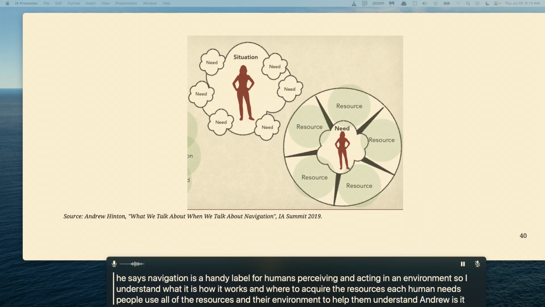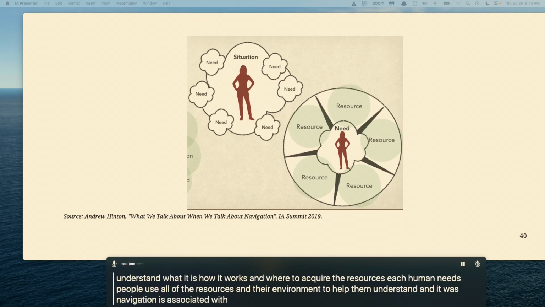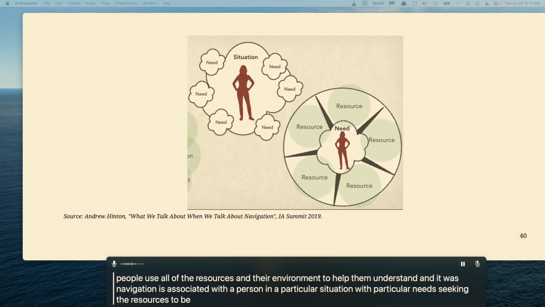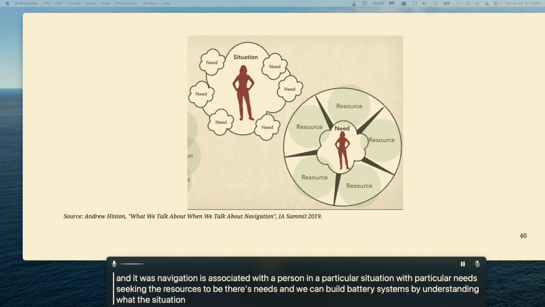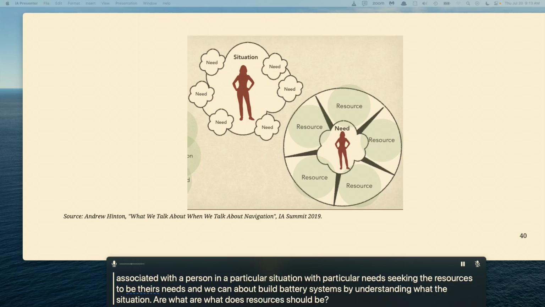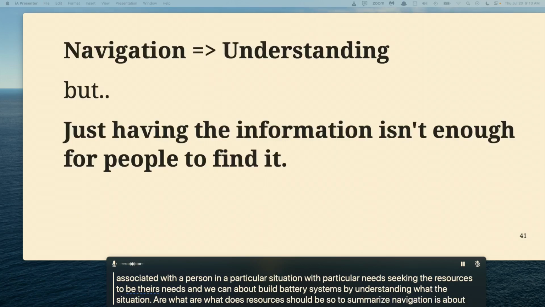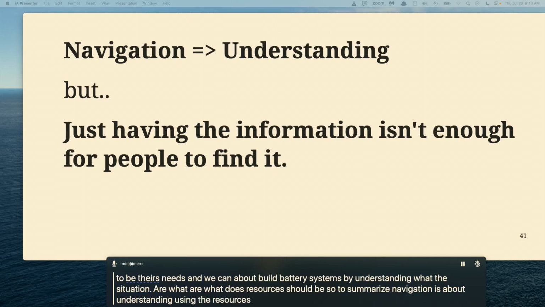Andrew illustrates how navigation is associated with a person in a particular situation with particular needs, seeking the resources to meet those needs. And we can build better ecosystems by understanding what those situations are, what the needs are, what those resources should be. So to summarize, navigation is about understanding, using the resources around you to understand. But let's take that a step further.